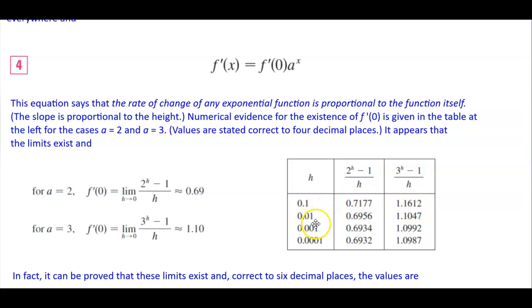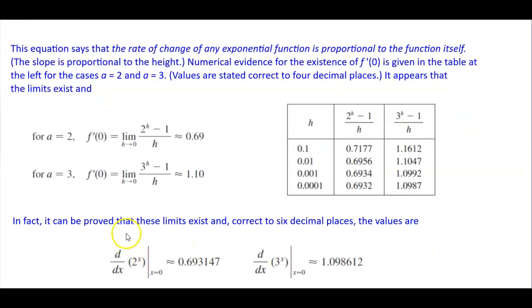And as we keep plugging those numbers in, getting closer and closer to 0, we can see that the limit as h approaches 0 of 2 to the h minus 1 over h gives us approximately 0.69. And when we use the value of a to be 3, the limit as h approaches 0 of 3 to the h minus 1 over h is approaching approximately 1.10.